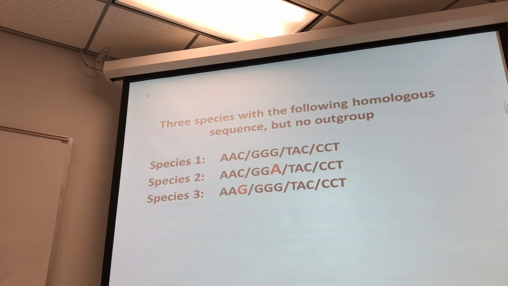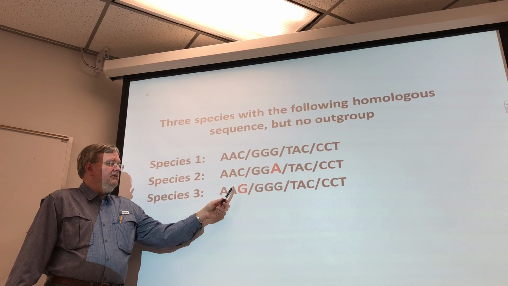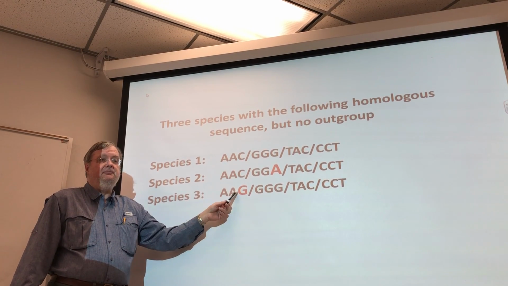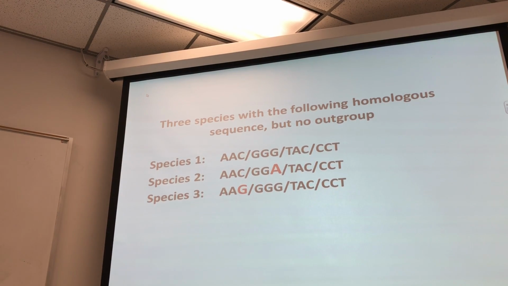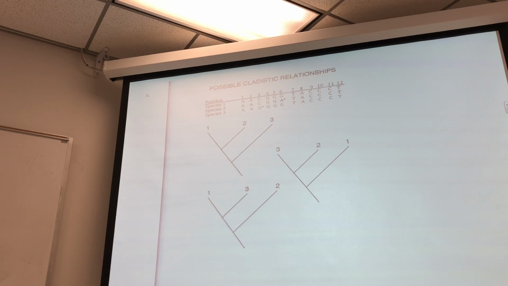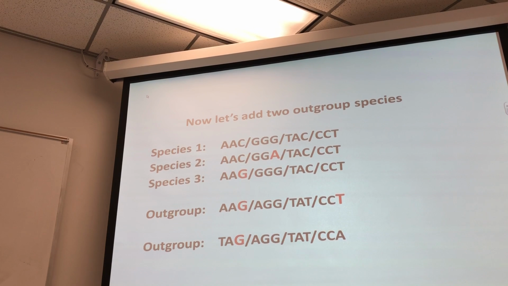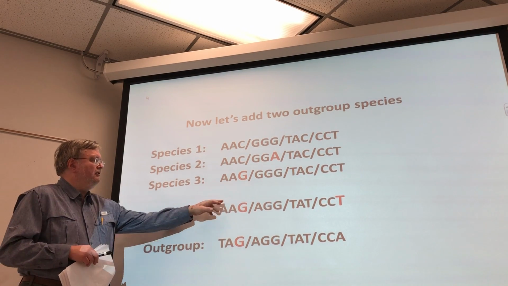We can't tell from this whether the ancestor to this group had a G, which later became a C, or the ancestor had a C, which became a G. This means you really can't work out some of those relationships. We'll see what happens when you have an outgroup. Actually, I'll show you 2 outgroups, but we don't really need both of them. So here we have an outgroup now present.